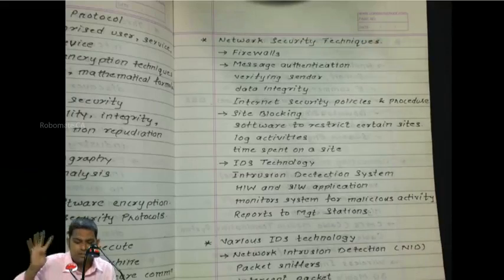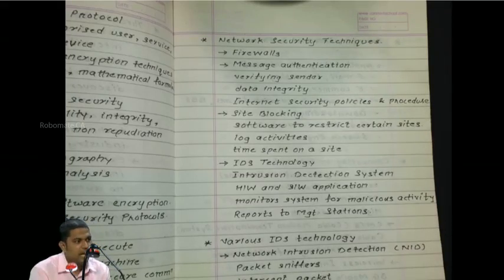Main security techniques, 4 points. Then what are the techniques under IDS technology? Again 4 points. So students can remember it. If a 10-mark question is asked, we are supposed to write this also. If a 4-mark question is asked, we are supposed to write this. If a question is asked on IDS technology, don't write this, write this. Understanding? Okay? So let's start with the various IDS technologies.